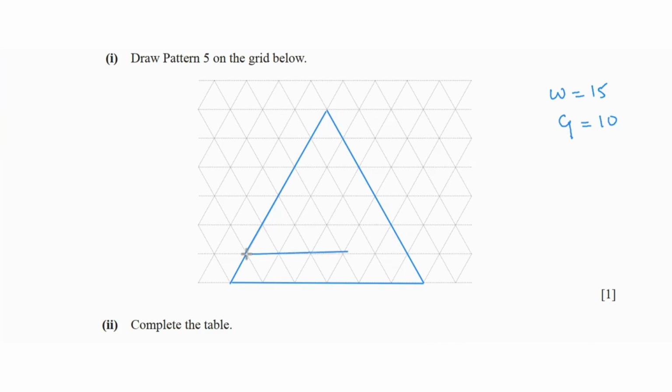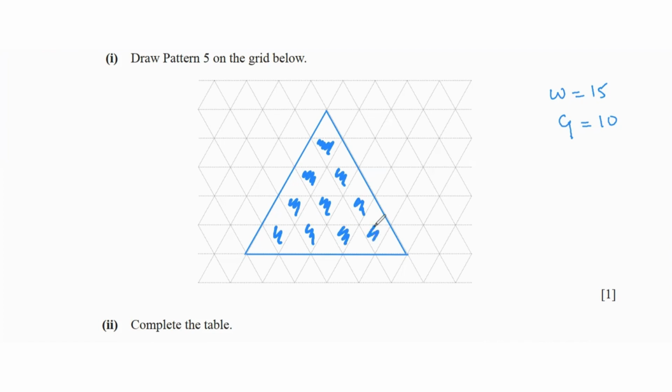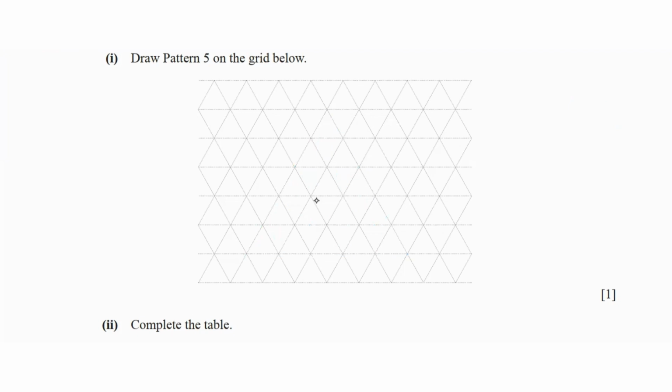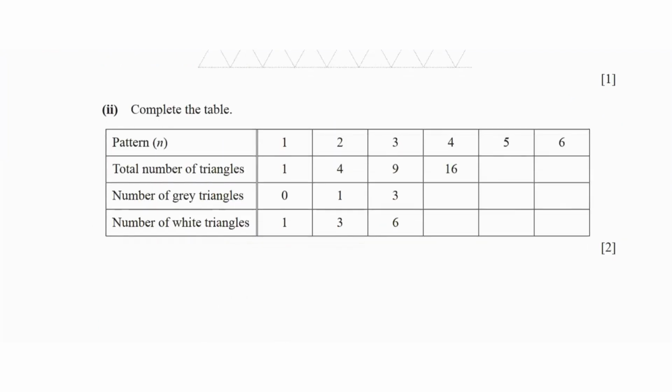This is where we have 25 triangles. So let me draw this again. So now for the coloring, 1, 2, 3, 4, 5, 6, 7, 8, 9, 10. So 10 colored gray triangles and the rest are white triangles. This is the pattern. Let's just complete the table.